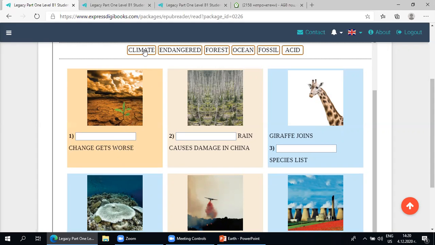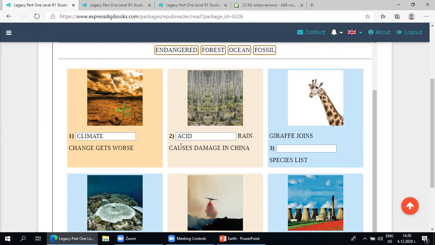Climate change gets worse. Okay, climate change gets worse. Yes, that's a serious one. Okay, what about the next one? Who wants to participate? Acid rain causes damage in China.